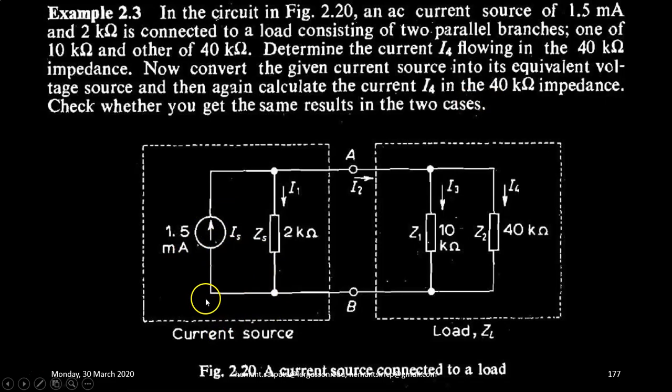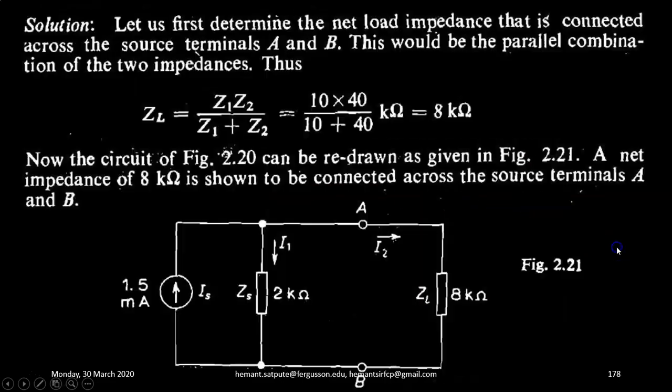A current source representation is given, 1.5 milliampere and 2 kilo ohm connected in parallel. This is connected to a load consisting of Z1 and Z2 in parallel. Z1 is of 10 kilo ohm, Z2 is of 40 kilo ohm. We need to find out the current flowing through the 40 kilo ohm, first by converting this current source into its voltage equivalent and then finding the current, and secondly, directly as it is by current source representation, let us find out the current through I4.